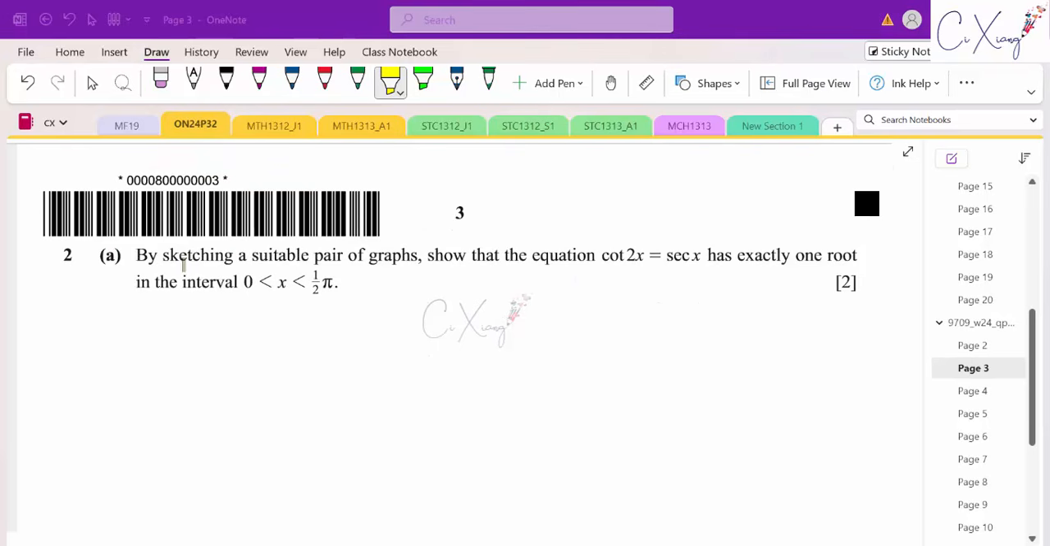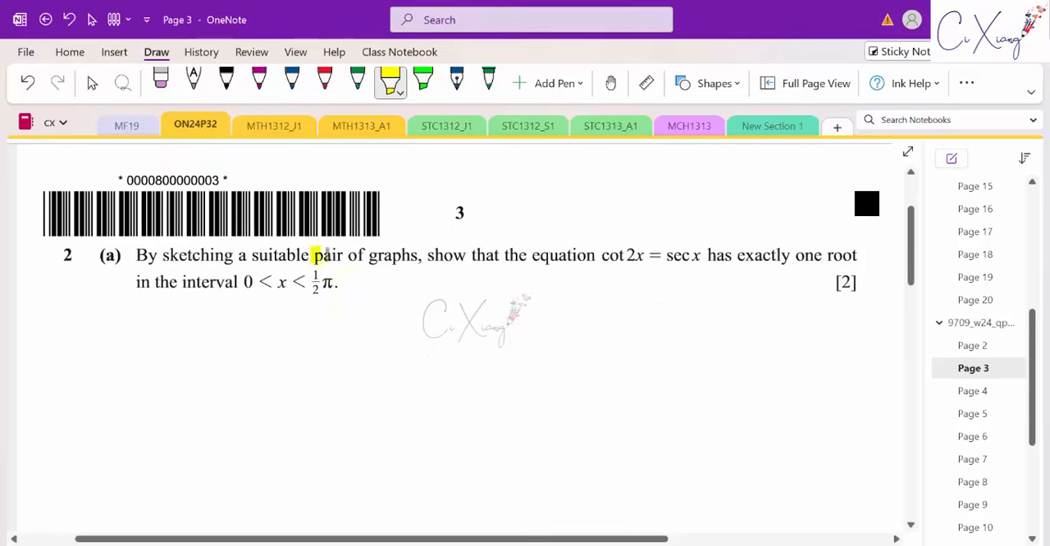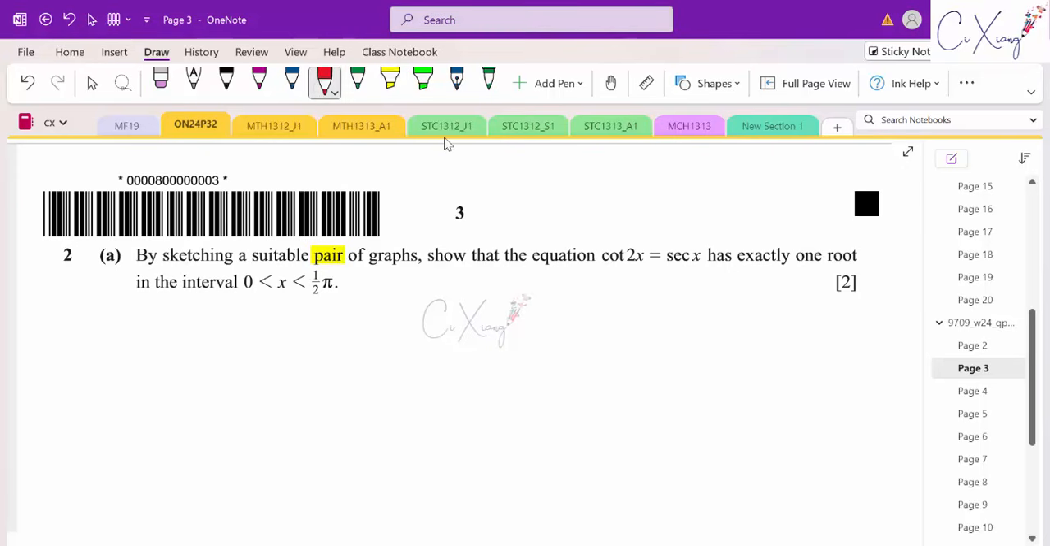Right, so question number 2: by sketching a suitable pair of graphs, show that the equation has exactly 1 root in this interval. Highlight the keyword pair, so you have to draw 2 graphs in the same diagram. The first graph will be y = cot x, and the other graph will be y = sec x. The domain that we are interested in is from 0 until π/2.